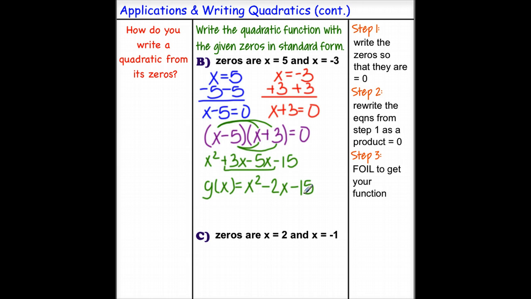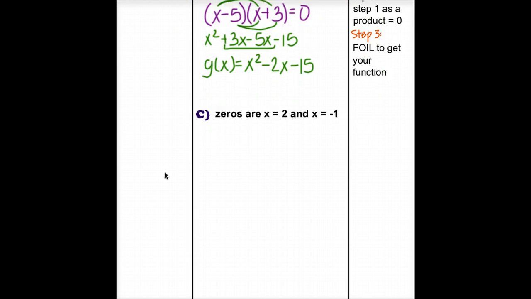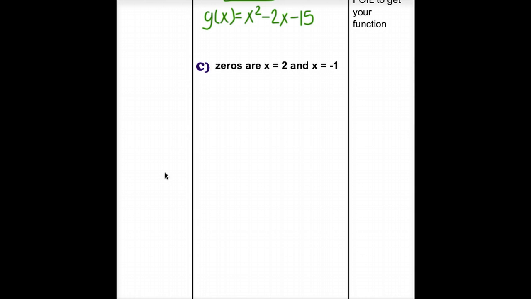Let's try the next example to get a little bit better practice with this. We have zeros at x equals 2 and x equals negative 1. So taking x equals 2, if we want this to equal 0 on the right, I'm going to subtract 2 from both sides, giving me x minus 2 equal to 0. And x equal to negative 1, we add 1 to both sides, giving me x plus 1 equal to 0.